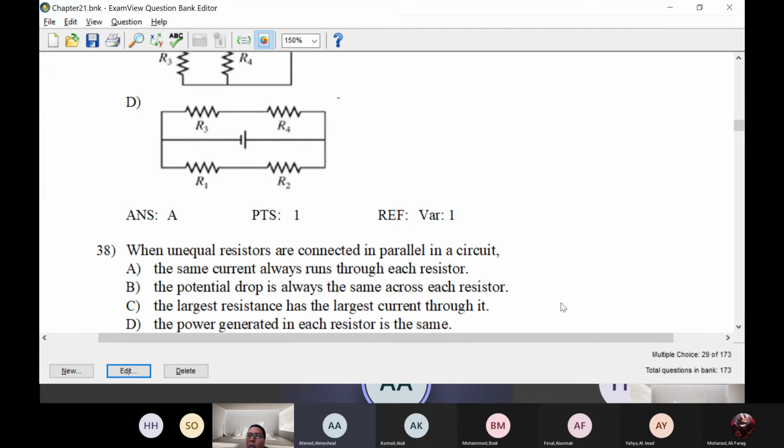If you have more than one resistor connected in parallel with each other, and they are unequal, what is the right sentence that applies for this connection?